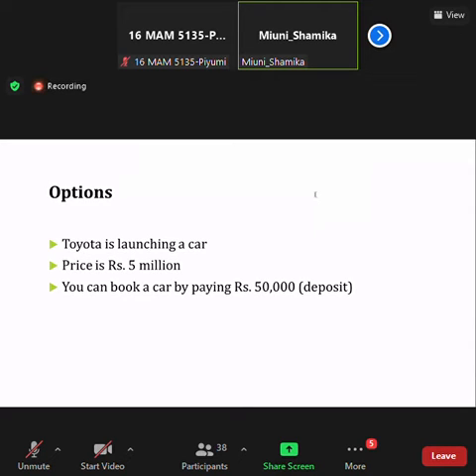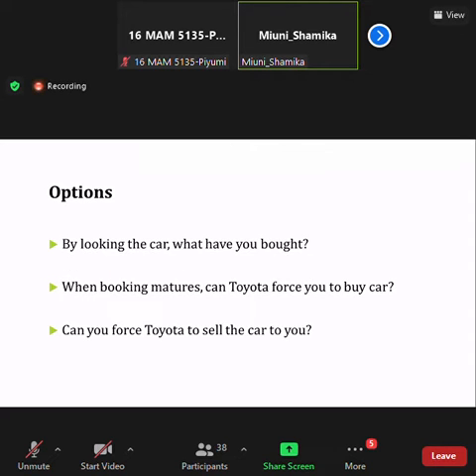Okay, so remember these examples. So by looking at the car you have bought, when the booking matures, can Toyota force you to buy the car? No, Toyota can't force you to buy the car. That's your choice. Can you force Toyota to sell the car? Yes, you can force Toyota to sell the car because you have paid an advance and made a booking or a reservation for a car. So the same thing that we discussed with the hotel example.